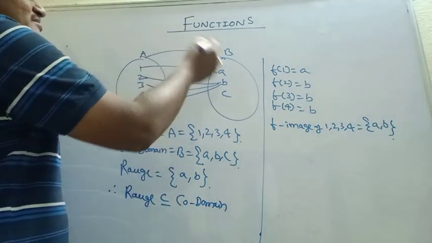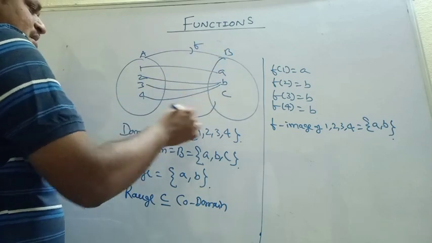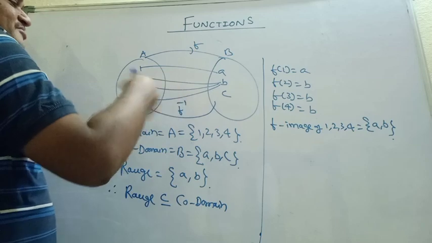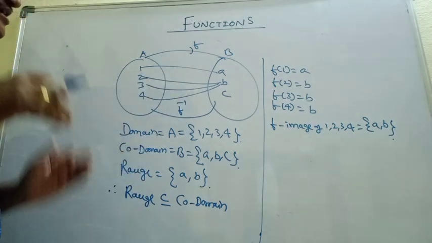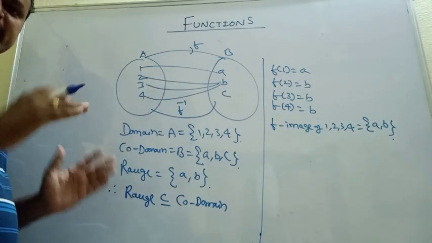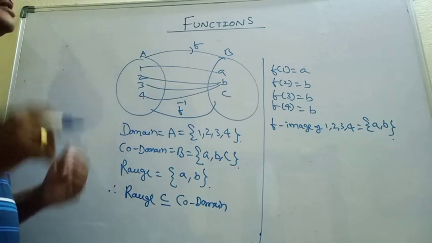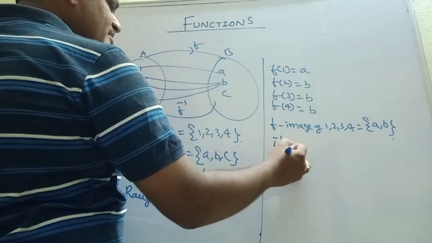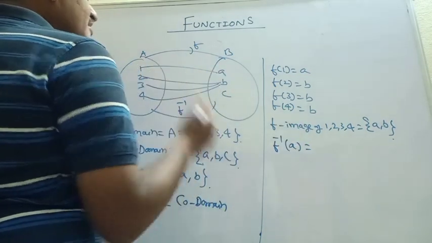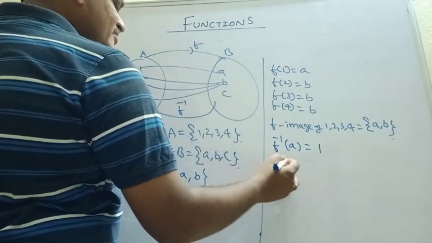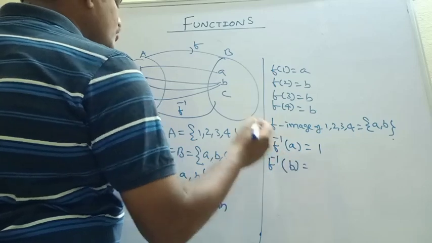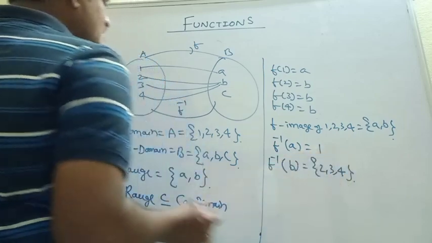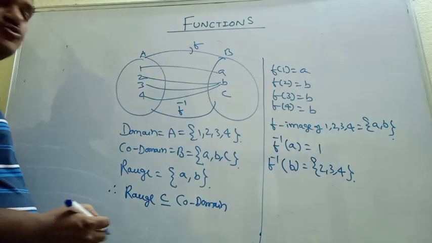Now, when f is a function, f inverse is a function or a relation from B to A, we know that, of course. Every function is a relation, but every relation may or may not be a function. Therefore, you see here f inverse of A is equal to 1, and f inverse of B is equal to 2, 3, 4.